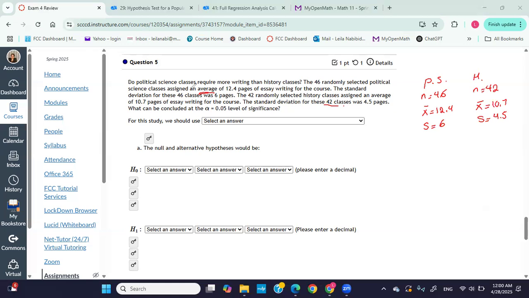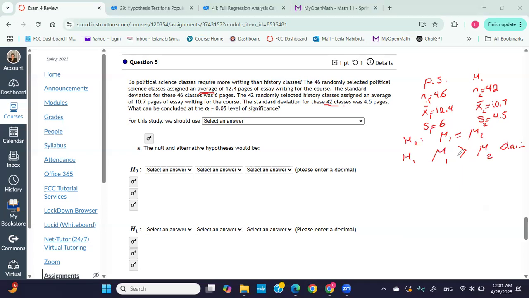And now it's asking, do political science classes require more writing on average? So if we have the average for political science classes and the average for history classes, we want to see if the political science classes require more writing. Is the average for political science more than the average of the history class? And where do we put the greater than? In the alternative. So for the null, you just put equal sign. But instead of political science and history, you can use mu1 and mu2. So it's n1, x1, s1, n2, x2, s2. So mu1 equal to mu2.